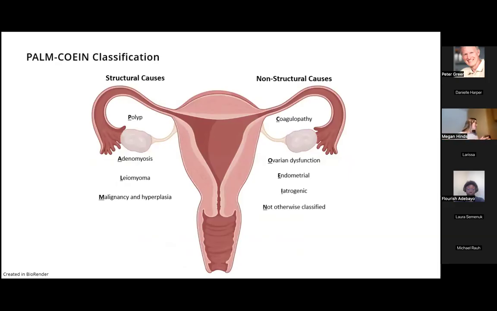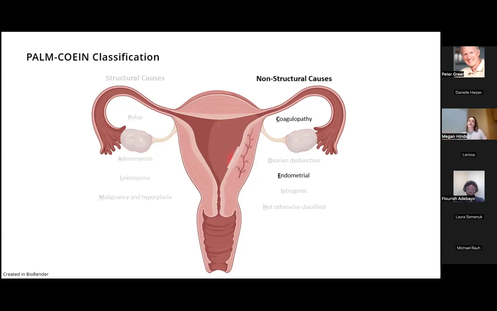As such, the International Federation of Gynecology and Obstetrics have developed what is called the PALM-COEIN classification system in order to categorize known causes of abnormal menstrual bleeding, which is a general term that encompasses heavy menstrual bleeding or menorrhagia. And so the PALM group consists of structural abnormalities, which can easily enough be visualized using imaging techniques or diagnosed by histopathology.